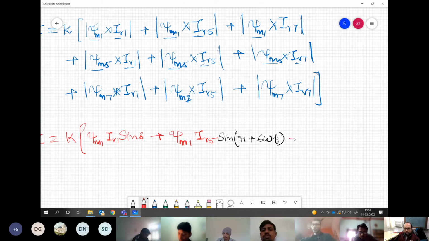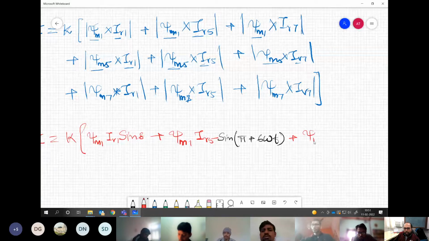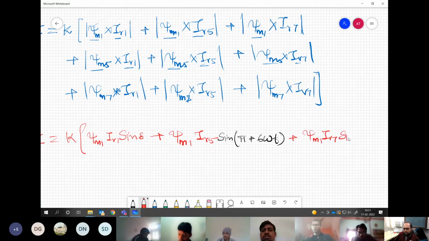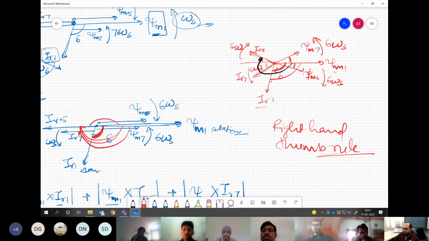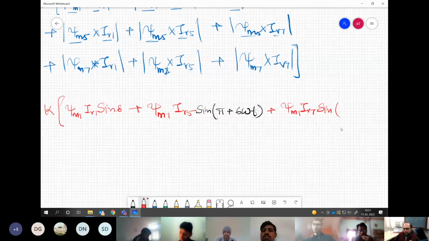Then psi m1 and IR7. So what will be the angle? Again, this was pi. From here to here it was pi. Now it has reduced by 6 omega because it is rotating towards the flux. Understanding my point? Yes, sir. Correct. So pi minus 6 omega t it is. So here I write pi minus 6 omega t.